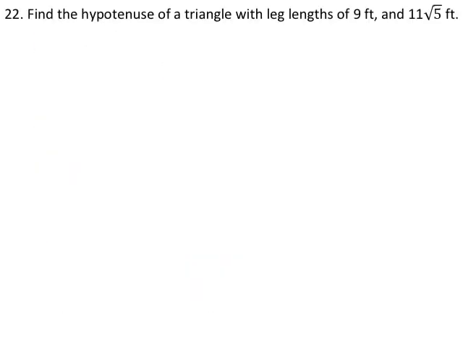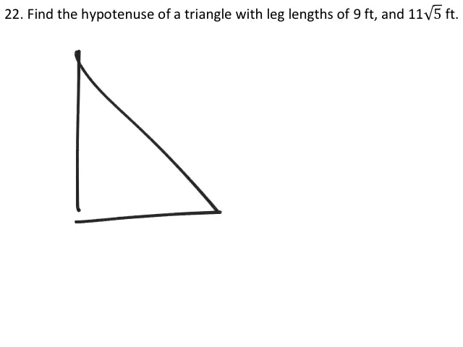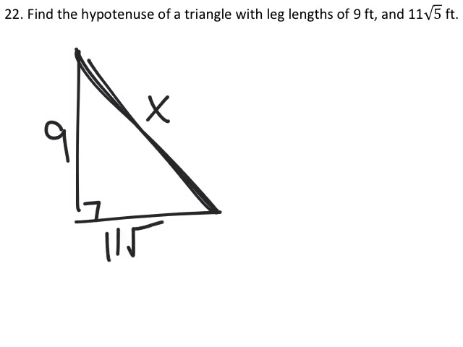Alright, 22, we just need to find the hypotenuse of a triangle with legs of lengths 9 feet and 11 root 5 feet. So let's go ahead and draw a picture of this. Some of you may find that helpful. Alright, this is a right triangle. Since we're talking about a hypotenuse, that's the value that we want. And we have lengths of 9 feet and 11 square root of 5 feet. Okay, don't forget to label these, please.